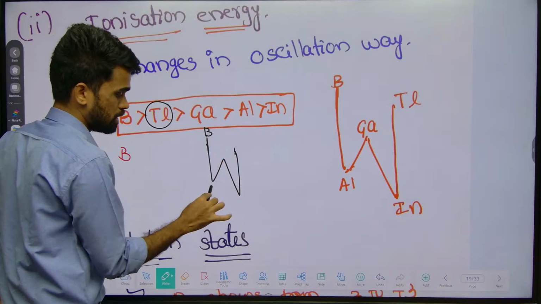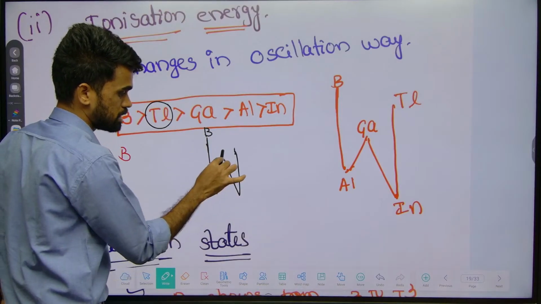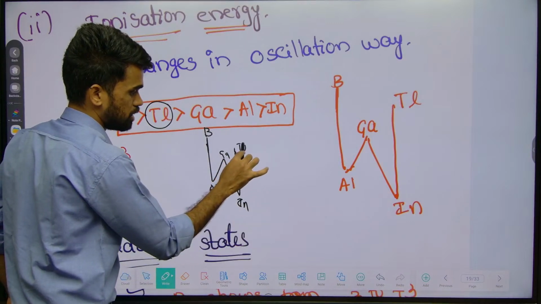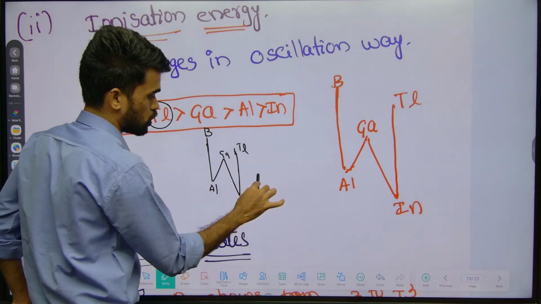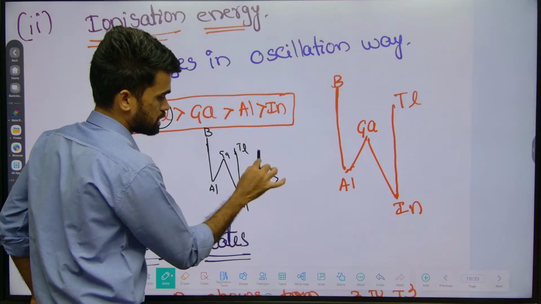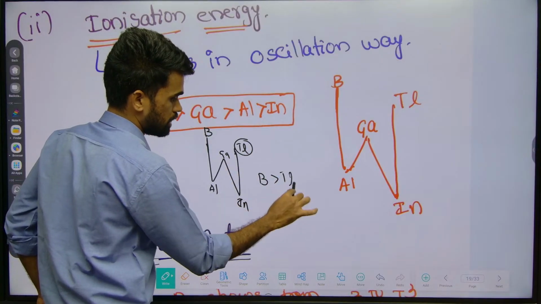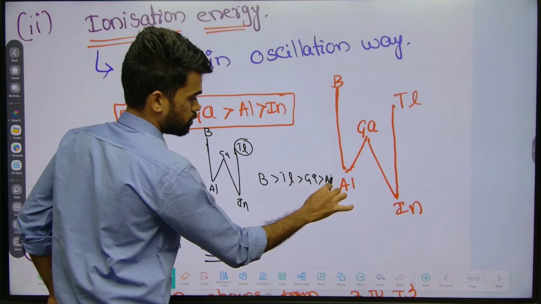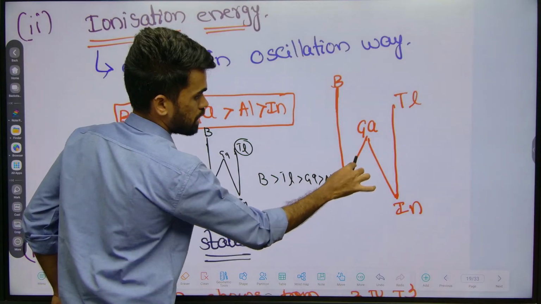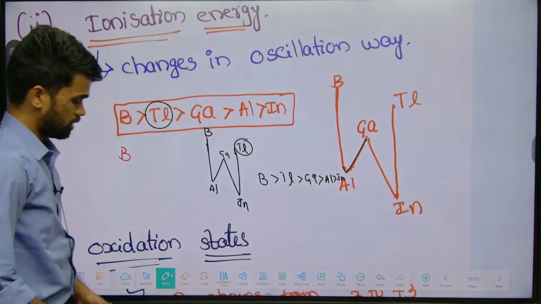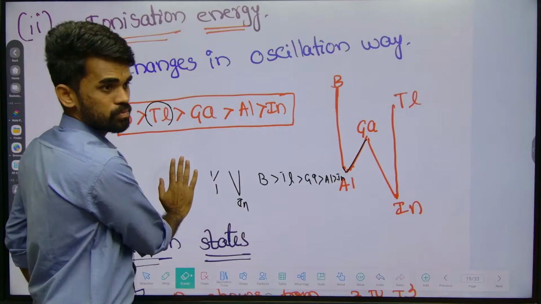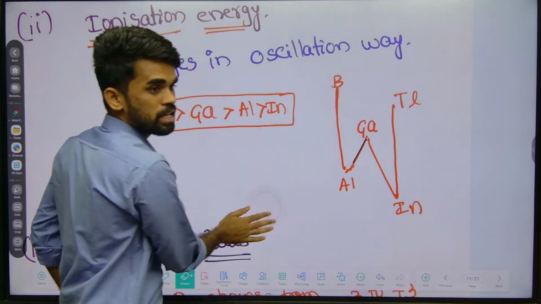Next element, aluminium here. Next, gallium. Next here, indium. Next here, thallium. So overall order, which is the highest, the top of this W? Next this one now. Next aluminium, indium. So make it like this. Okay. So the W shape is for which one? 13th group ionization energies.